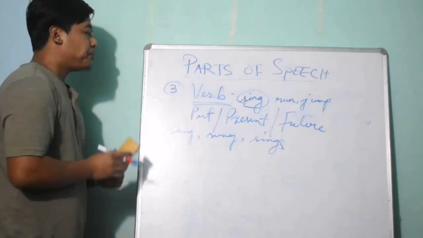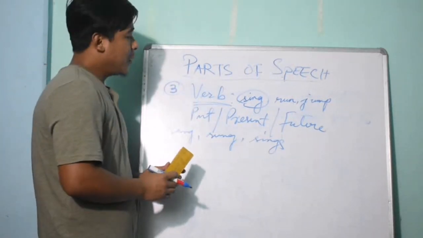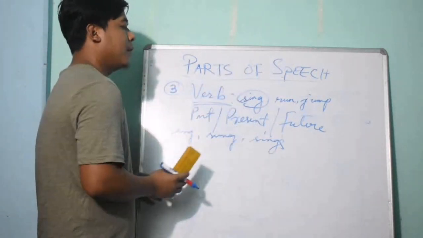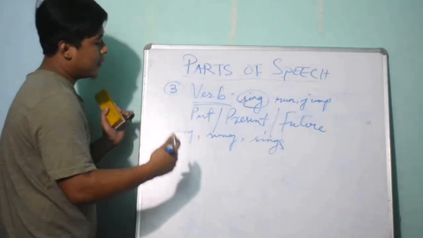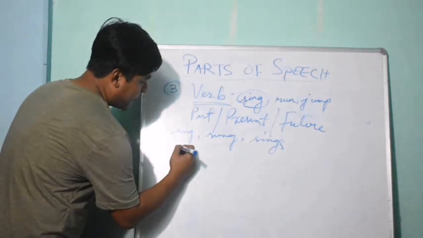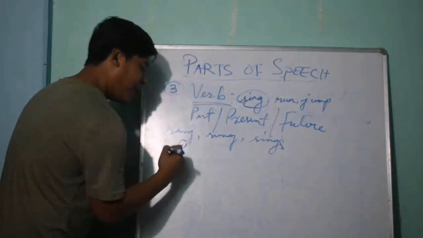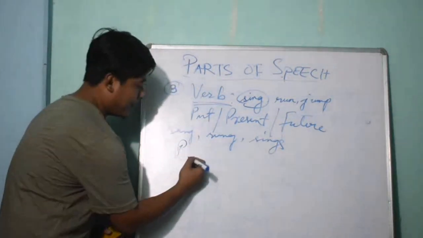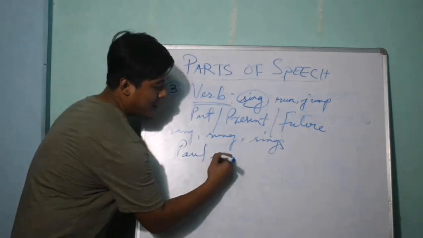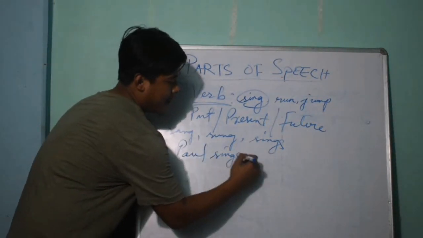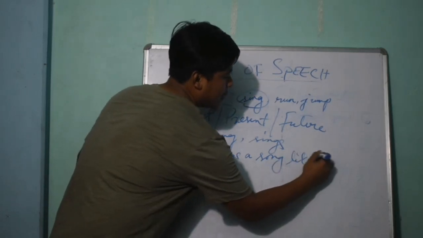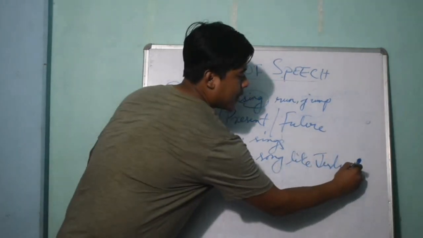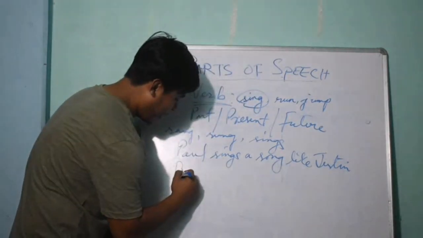Alright, verb. So it's already clear here. It describes actions. Any word that describes actions, like, okay, let us use our favorite example, Mr. Paul. Paul sings a song like Justin Bieber.